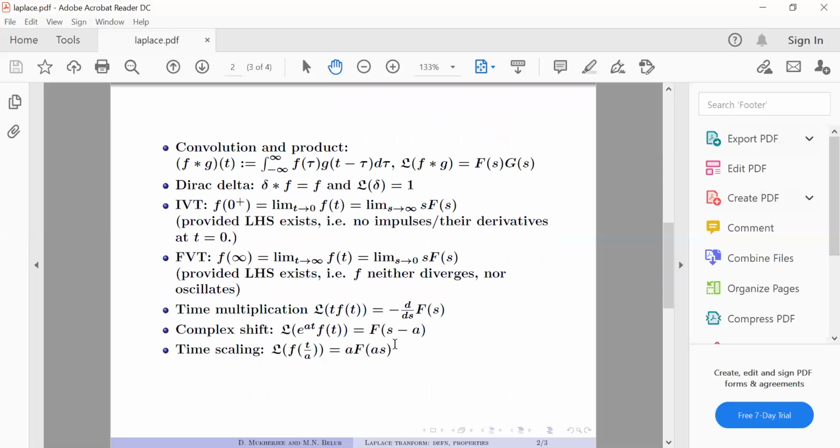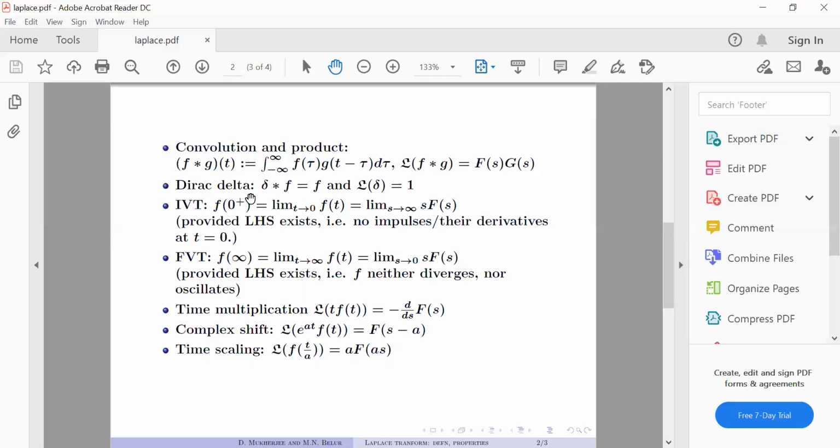A very important property is convolution. As it's commonly said, convolution in the time domain is basically multiplication in the frequency domain, and the other way around also holds true. So convolution in the frequency domain is tantamount to multiplication in the time domain.